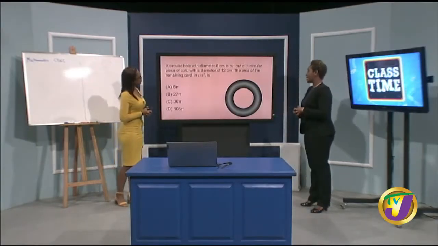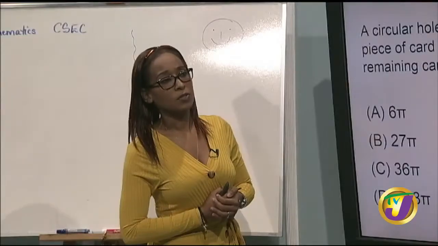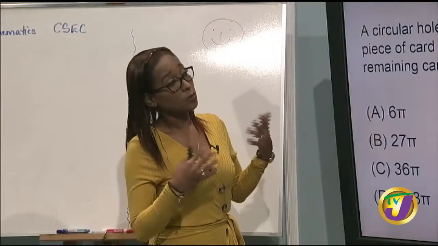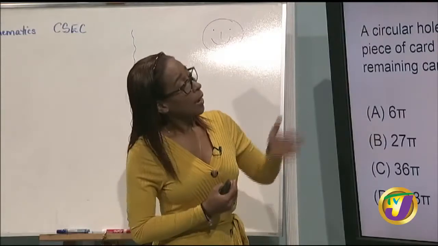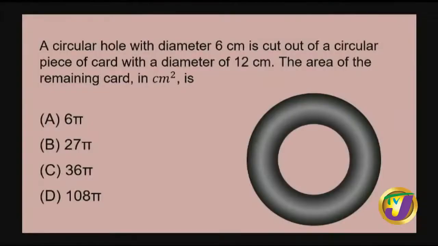So how do we go about finding the area of the circle? Well, we know how to find the area of a circle. And when we look here, we realize that we have 2 circular pieces taking place: a circular hole cut from a circular card. We're given our measurements here: a diameter of 6 centimeters and also a diameter of 12 centimeters. Simple maths. They want to figure out what is left.